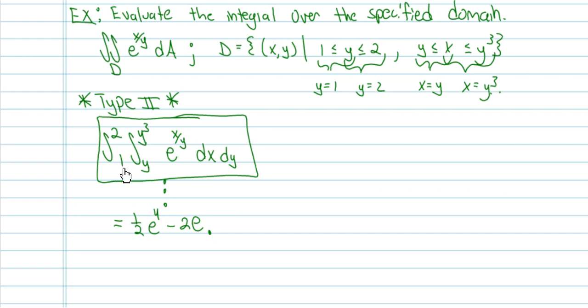Setting up this double integral, we should be able to evaluate it to get an answer of 1/2 e to the 4th minus 2e. Now, I want you all to do the actual work and go through the evaluation of this integral. And again, you should be able to get this exact answer.